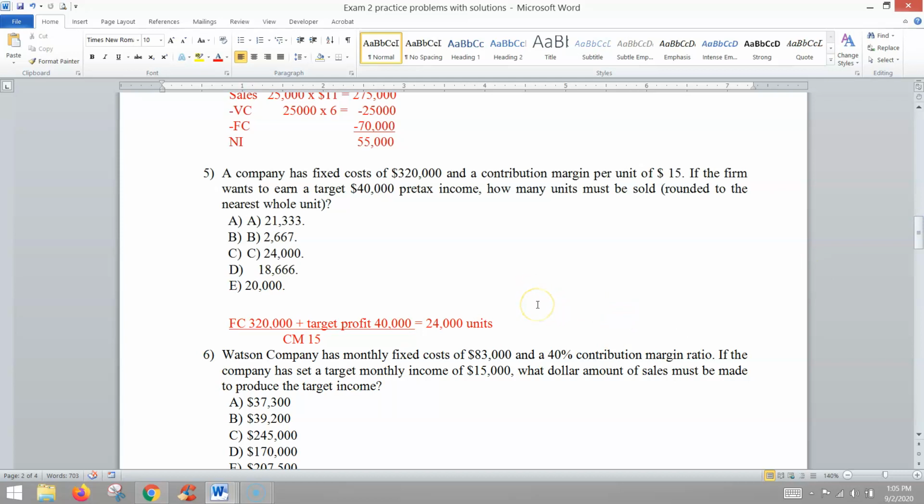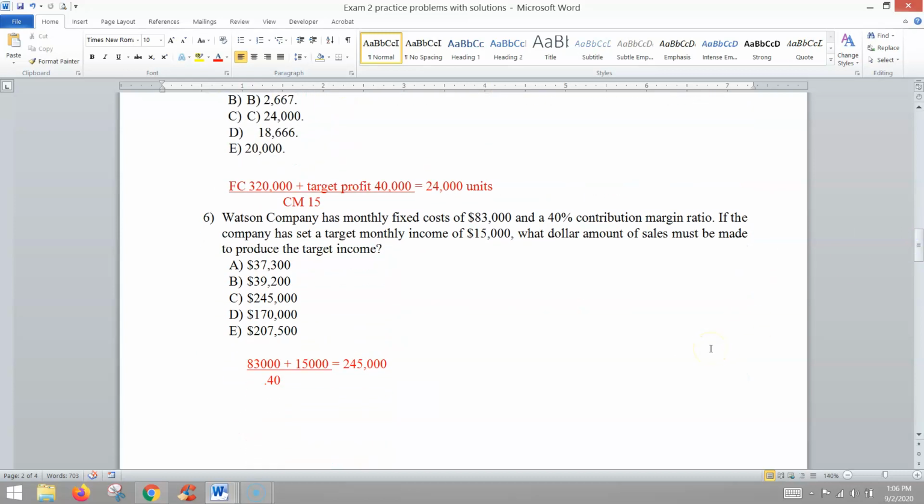On 5, a company has fixed costs of $320,000 and a contribution margin per unit of $15. If the firm wants to earn a target profit of $40,000 pre-tax income, how many units must be sold? The formula for that is going to be fixed costs, $320,000, plus your target profit or your desired net income of $40,000. You're going to divide that total by the contribution margin per unit of $15 to determine that the break-even point would be 24,000. We would have to sell that many units to generate that much pre-tax income.